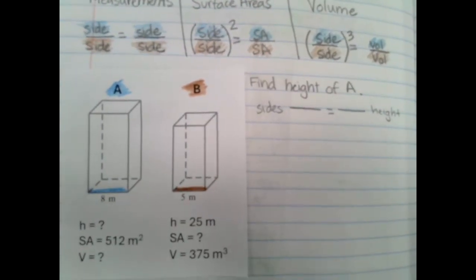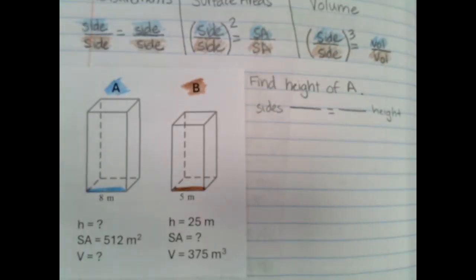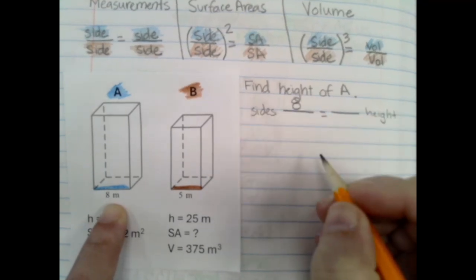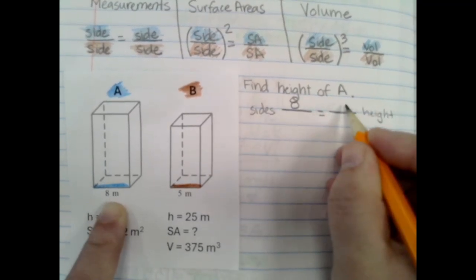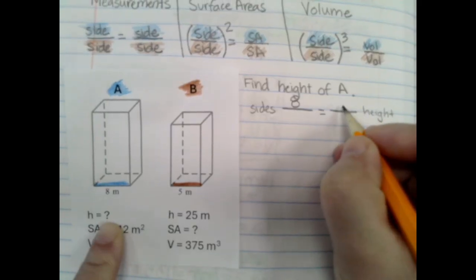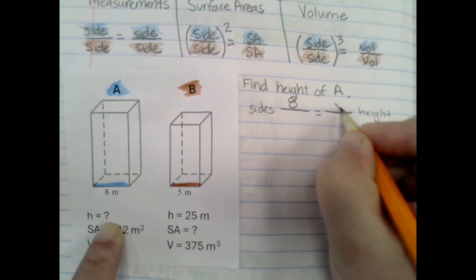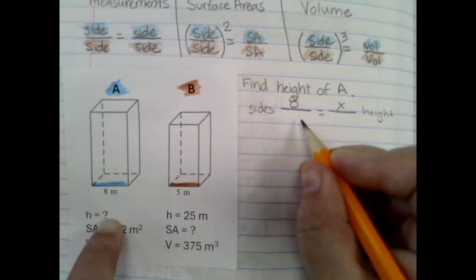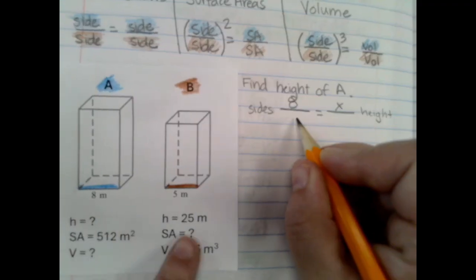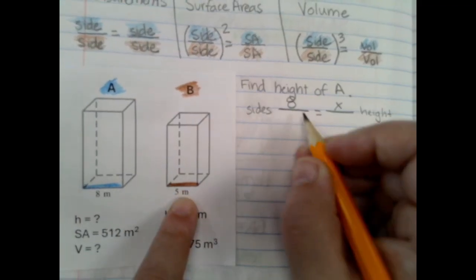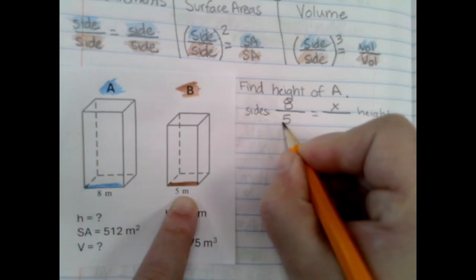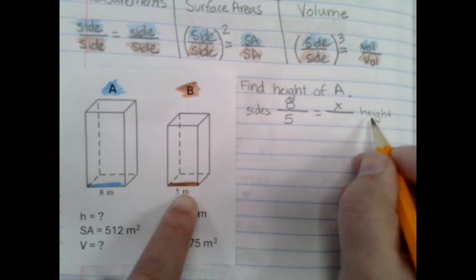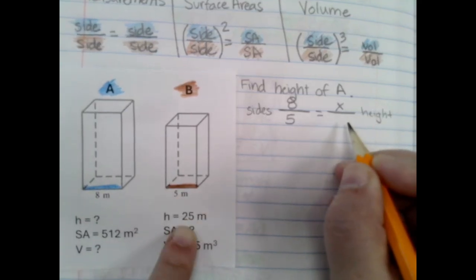So as I take a look, what is the side that we have for A? We have 8. And what's the height of A? I'm going to work across. Nope, the height we don't know, so it's going to be X. Now on the bottom is going to be my B's. So what's the length I have for B? Nope, the side length. 5. And then we're looking at the height. So what's the height for B?